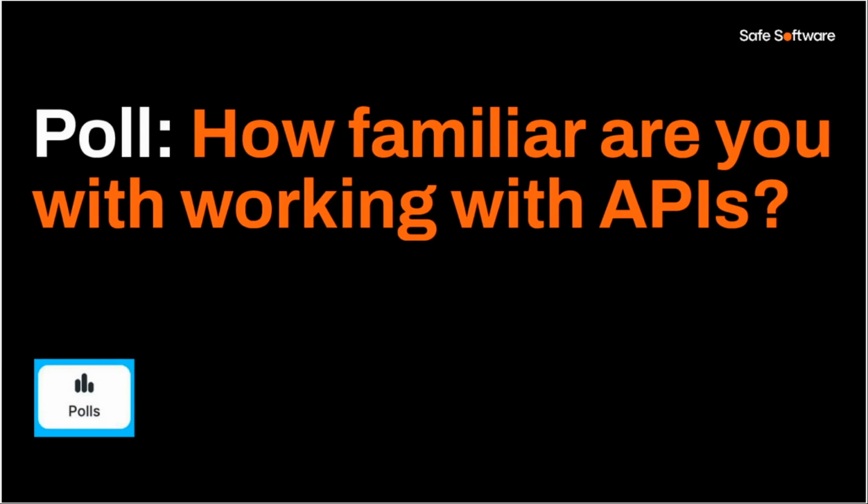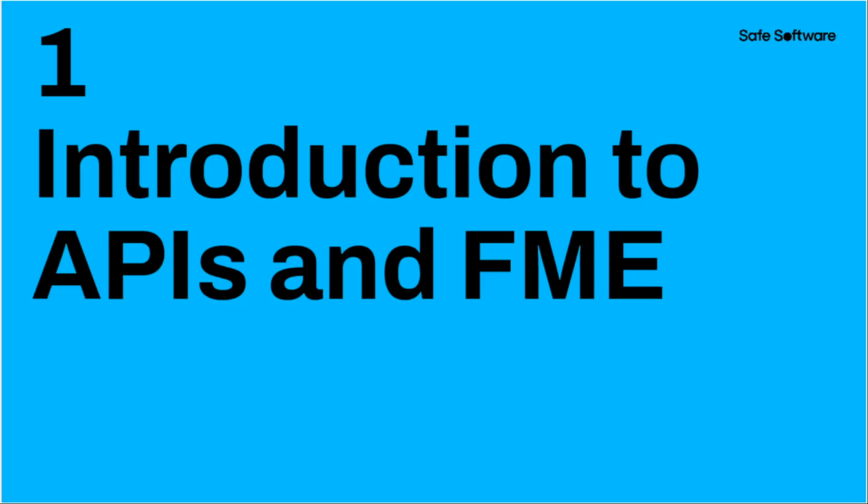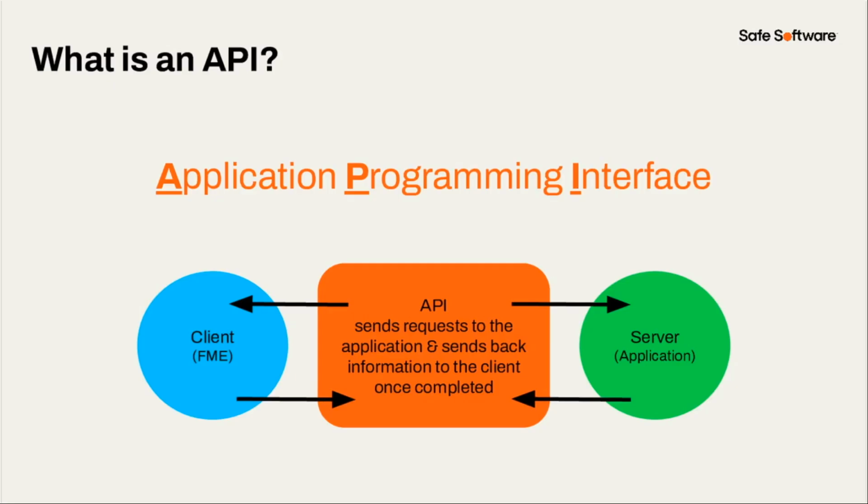Yeah, so moving on, I'll go into a little bit of an introduction of APIs and FME. So first, what is an API? It's an application programming interface. That's what it stands for. And it gives you a way to connect to a server, an application from a client. And in this case, we'll be using FME. So APIs can be used to request specific data, update records, or even delete records programmatically.